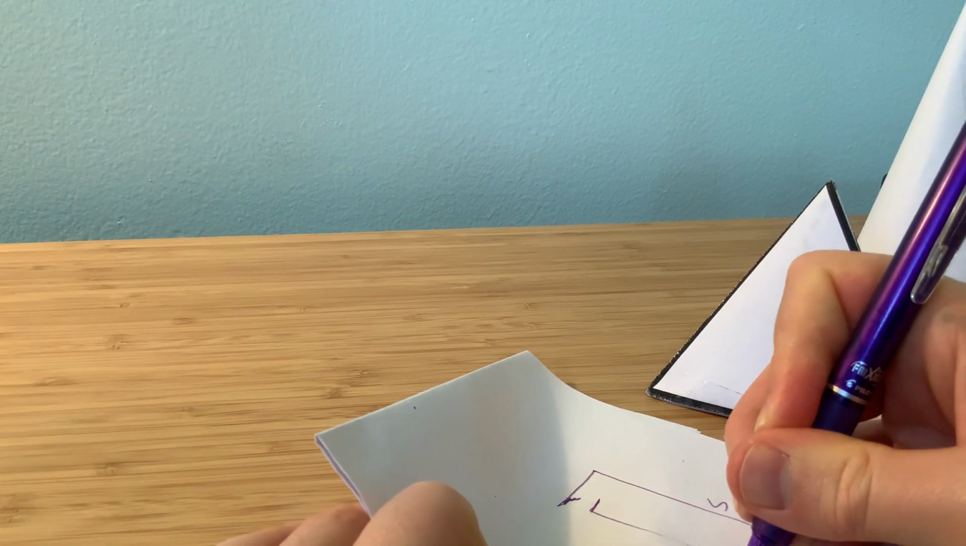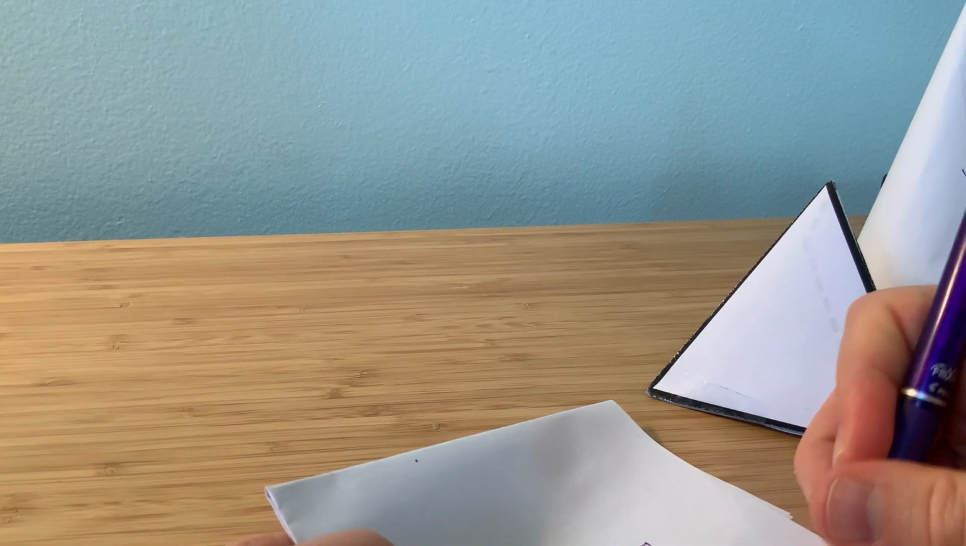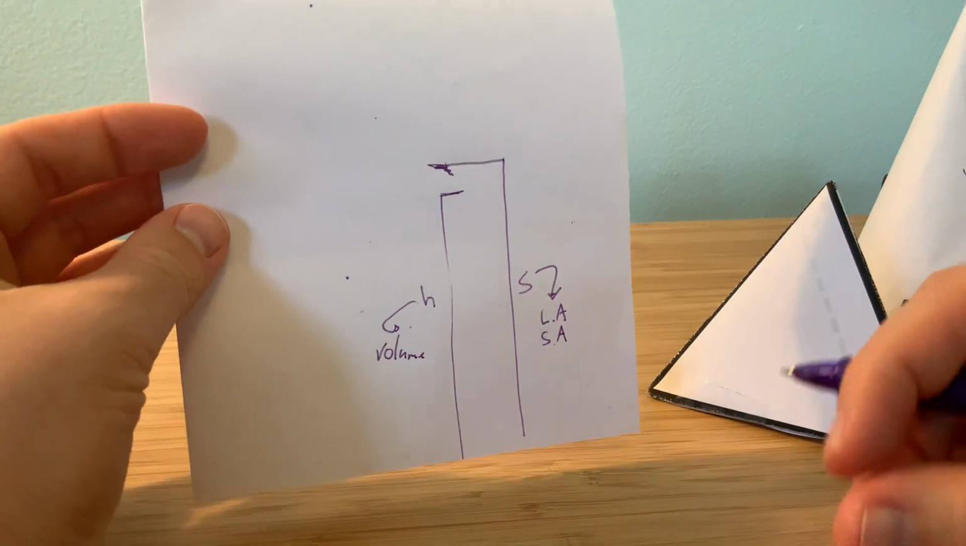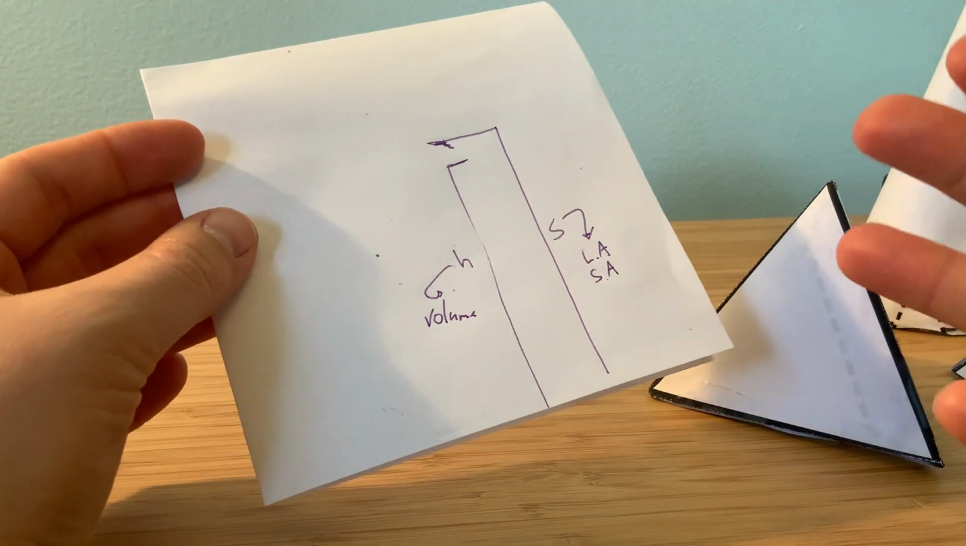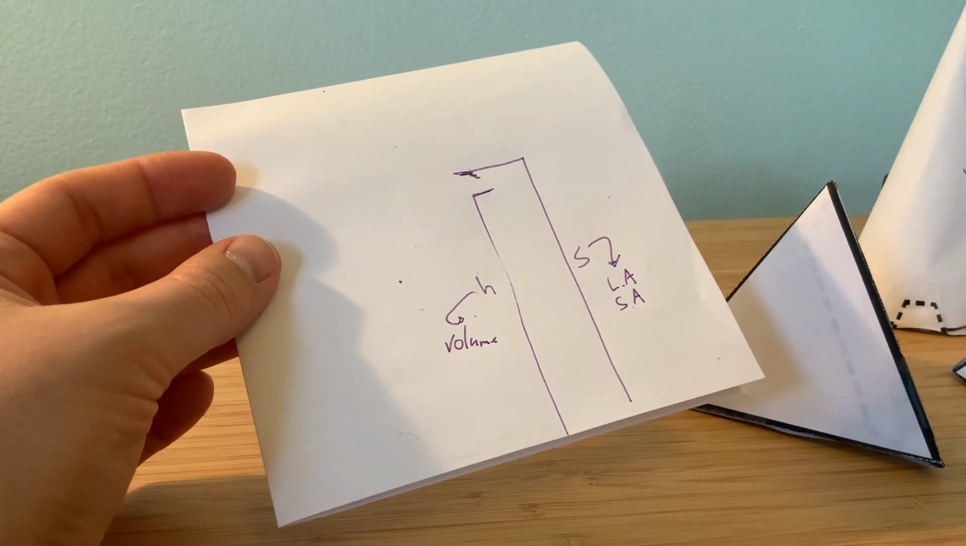So it's very important that you know which one we use. Height we use for volume. Slant height we use for lateral area and surface area. It's very important to remember which one's which, how we do it, and how we plug it into the formulas that you'll see in the next video.